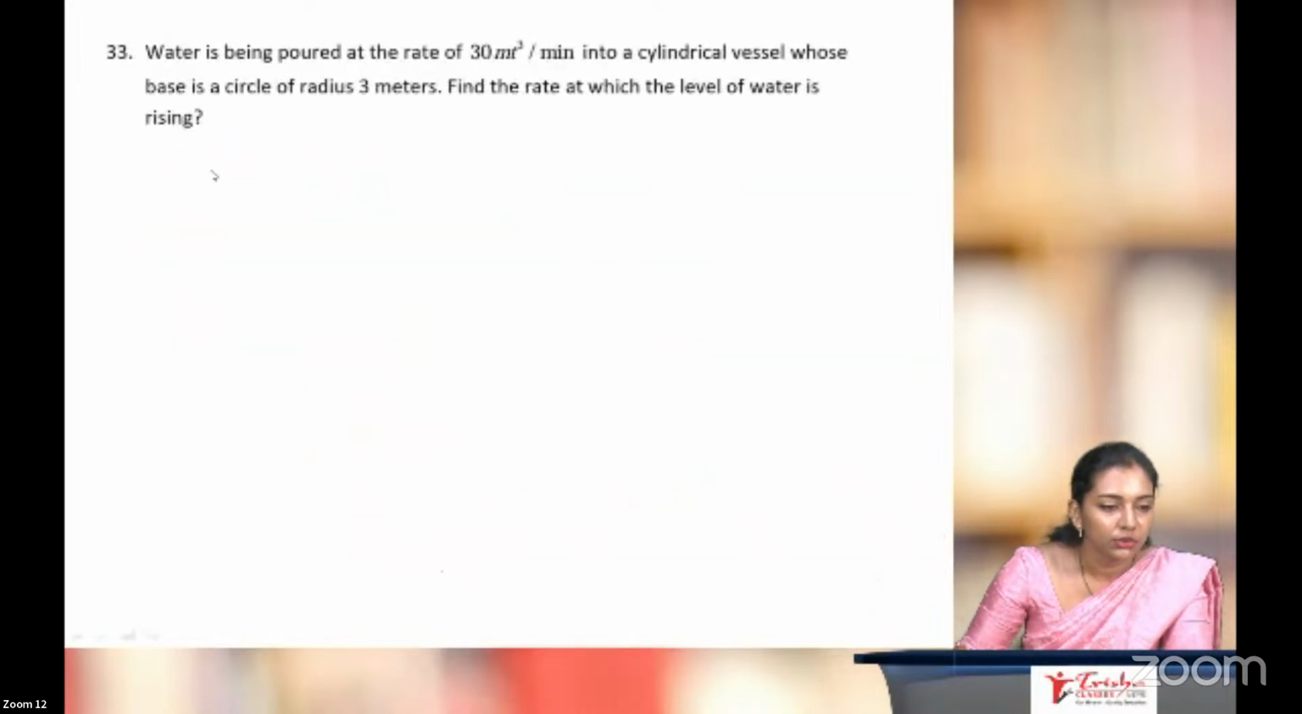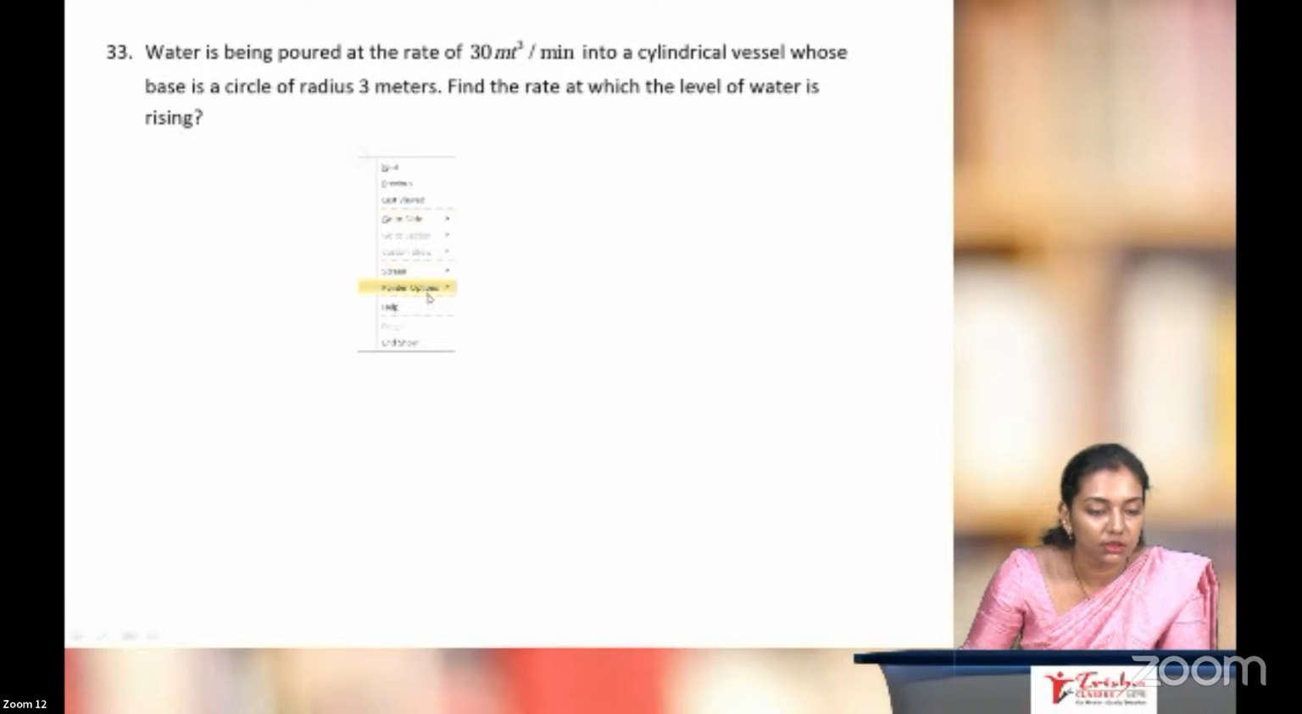Okay. So water is being poured at the rate of 30 meter cube per minute. This is an application of differentiation. Rate measure into a cylindrical vessel. So we should know the volume of the cylinder. The volume V equals pi r square h, where r is the radius and h is the height of the cylinder. If you know that, then you can easily solve this problem.